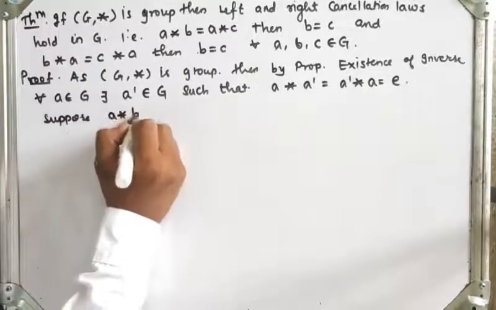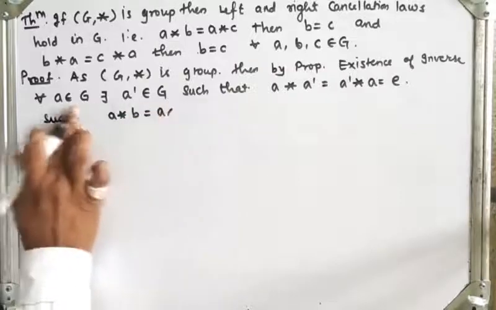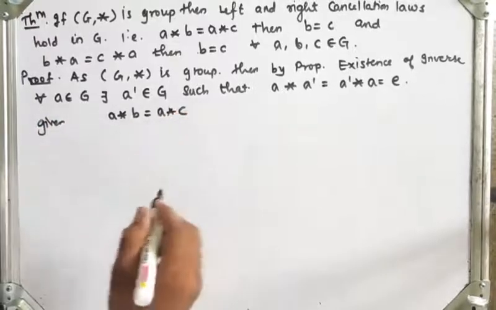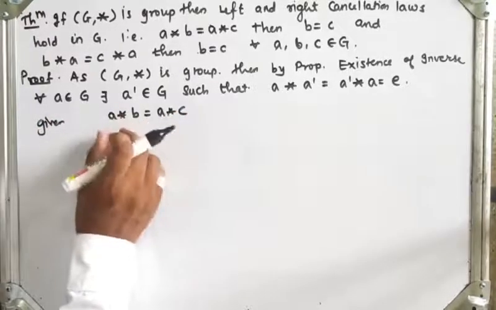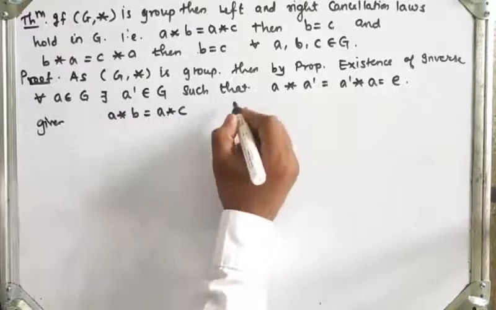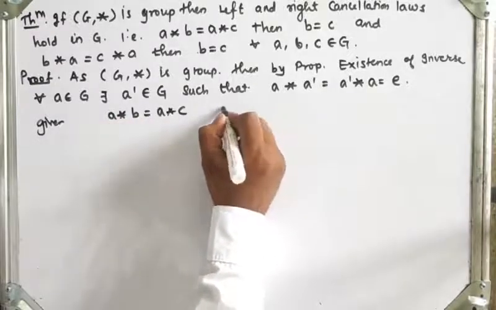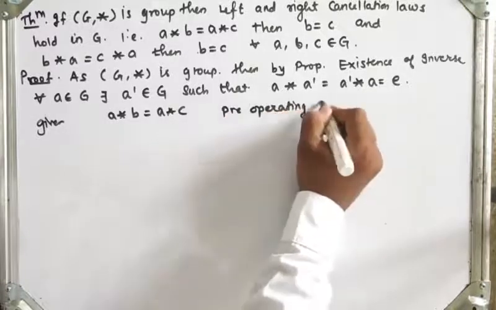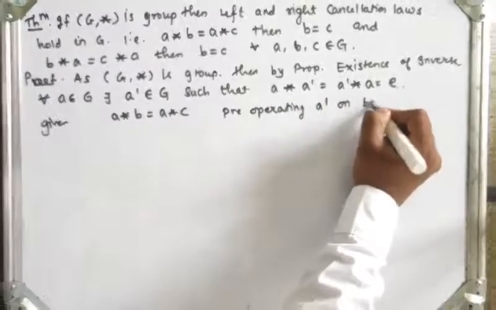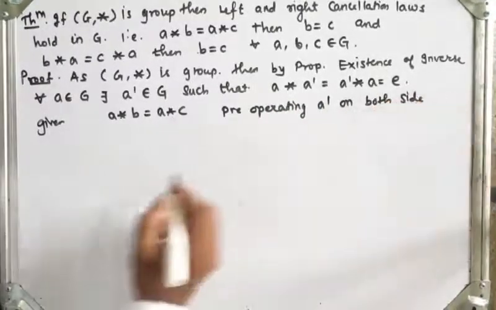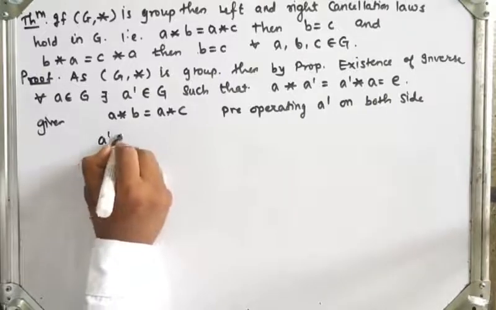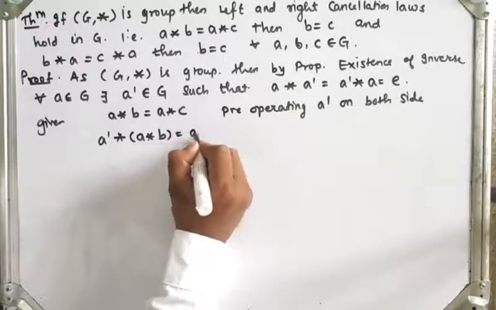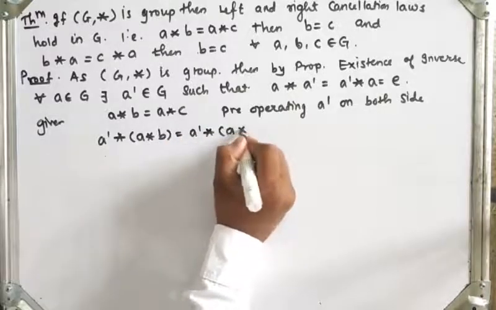Given A star B is equal to A star C, now we will pre-operate with A dash on both sides. What will we get? A dash star A star B is equal to A dash star A star C.